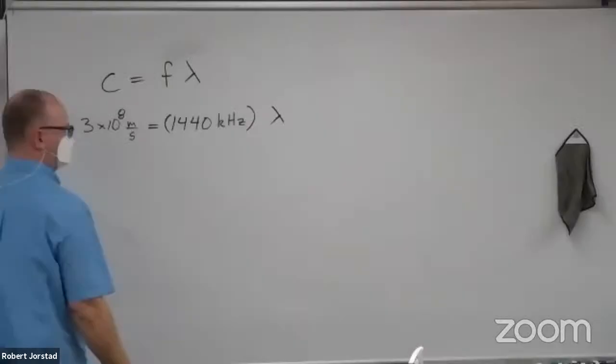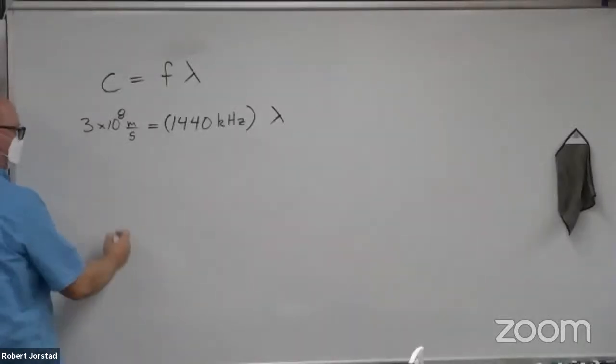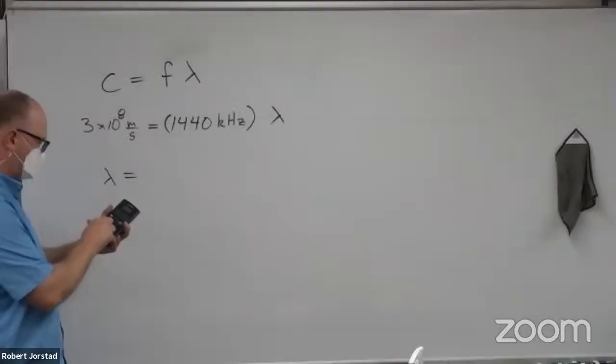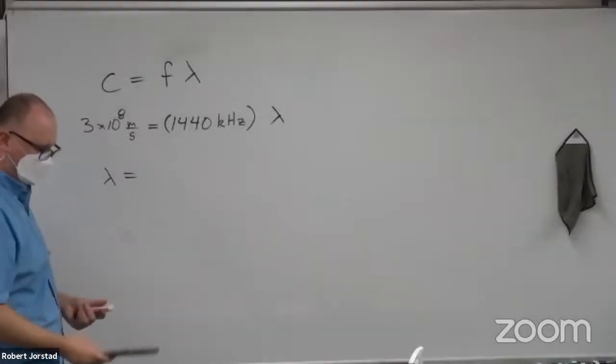Okay. Do you agree we can get lambda? Yeah. Figure it out real quick. Punch it in, will you? I've got a calculator too. Alright, what's it gonna be? 3E8 divided by 1440E3, so 208. Yeah. Okay.